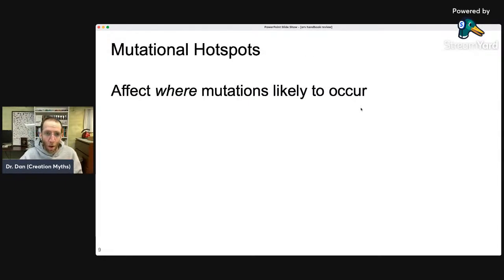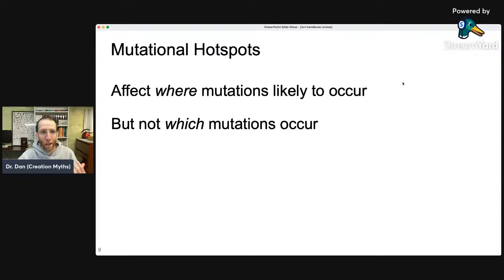Mutational hotspots in the genome are regions where mutations are more likely to occur, right? They affect where mutations are likely to occur in a probabilistic sense, right? There's nothing about hotspots and cold spots that is deterministic, right? It's all probabilistic. So if you have a hotspot over here, it just means mutations are more likely over here compared to over here, right? That's what we mean by hotspot. It's the relative frequency of mutations differs in different regions in the genome, okay?